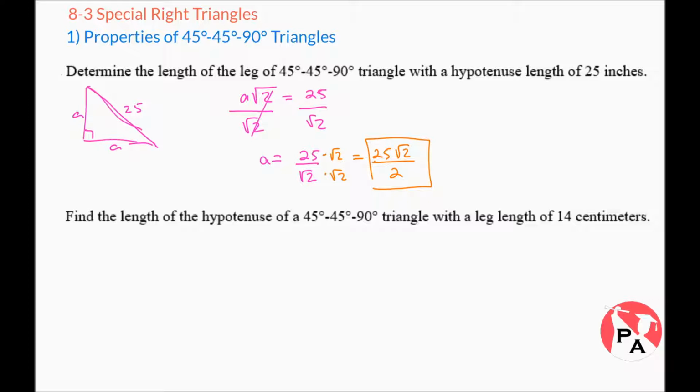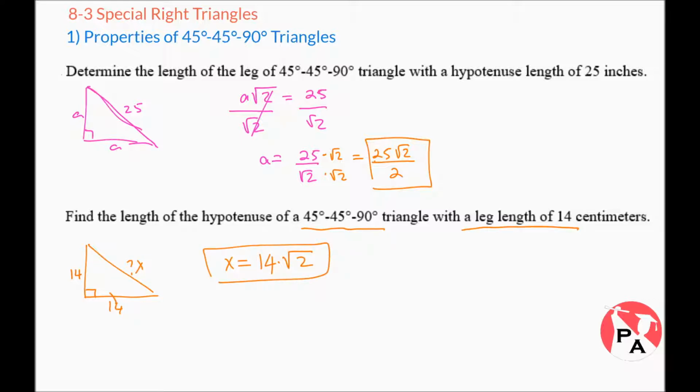Deal with the last one. Still we have a 45, 45, 90 right triangle, or isosceles right triangle, whichever you want to use. One of the legs is 14 centimeters. So here, what kind of triangle do we have? The legs are 14. The hypotenuse is a question mark. So let's say the hypotenuse is x. The value of x, or the hypotenuse, would be equal to the legs times radical 2.